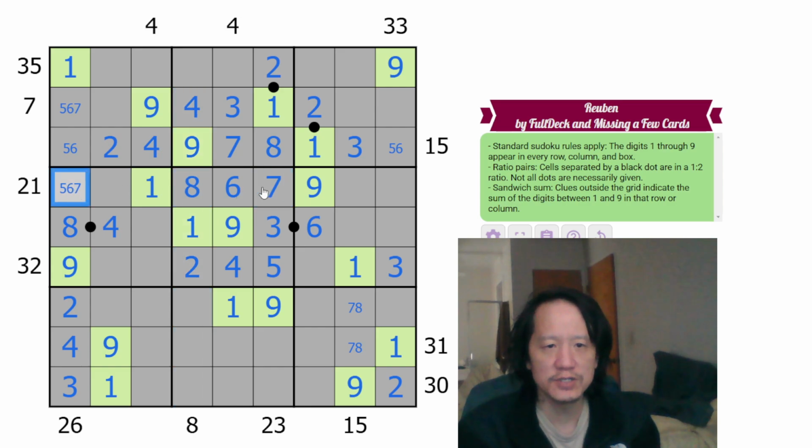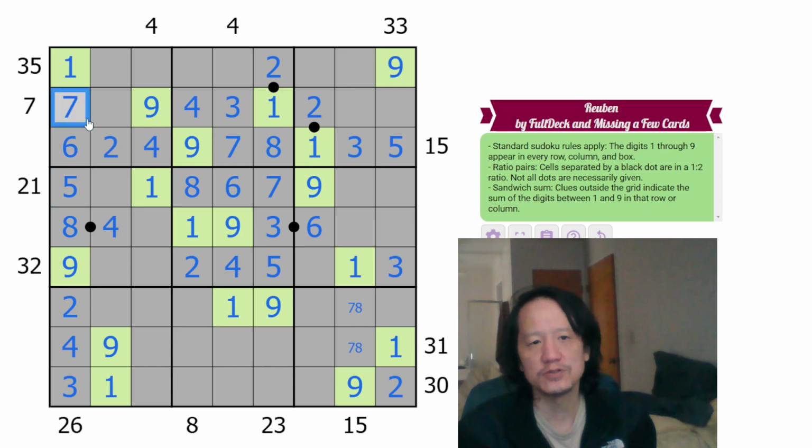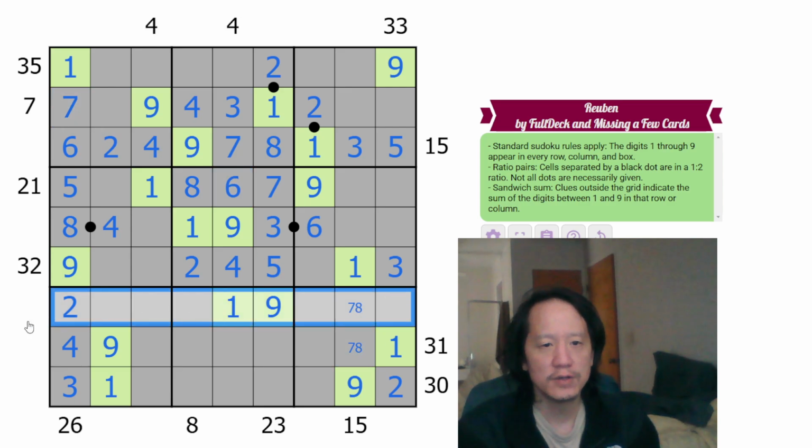This can't be 6 or 7 because of this 6 or 7, so this is 5, which makes that 6, which makes that 5. This can't be 5 or 6, so this is 7. And yes, now we're probably just doing normal Sudoku rules. We have all the 1s and 9s set up.